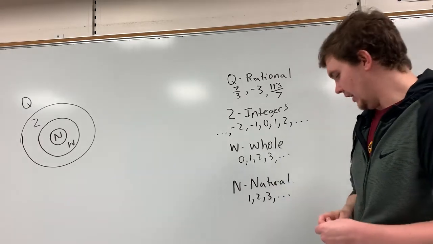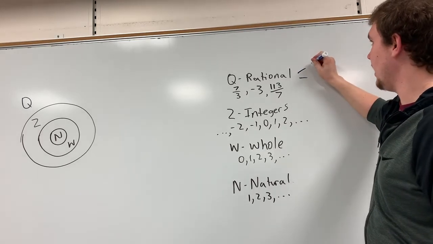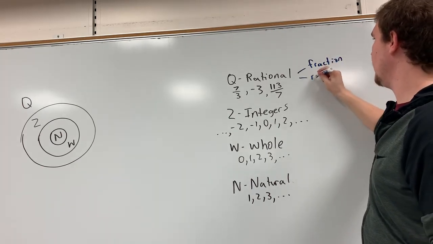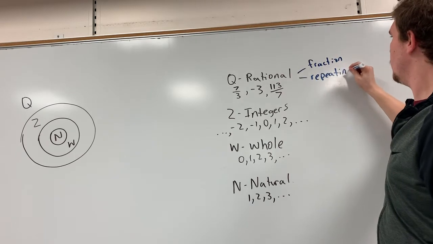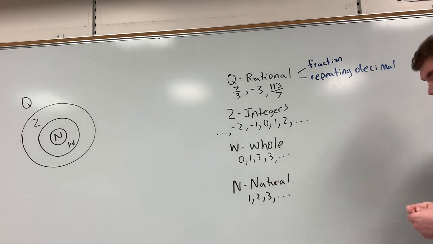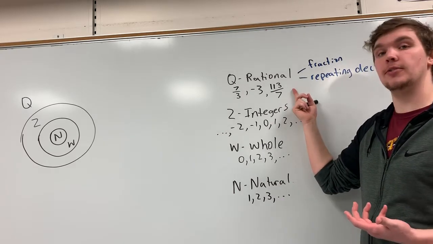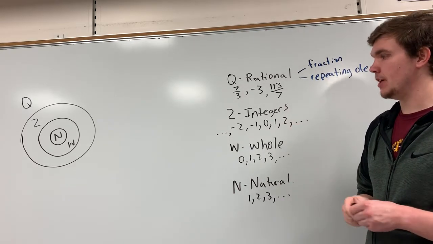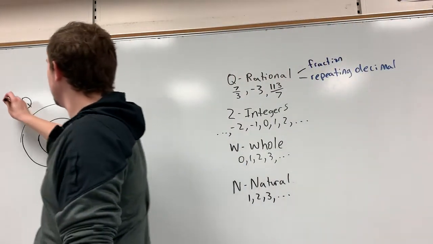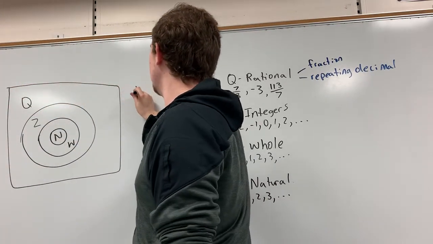So maybe I'll even make a note next to that rational: it can be a fraction or it can be a repeating decimal. Okay, and so if it can be written as a fraction or a repeating decimal, then yes, it is definitely a rational number. All right, and then the next one beyond rational numbers would be the irrational numbers, right? Because if you're not rational, then you are certainly irrational.